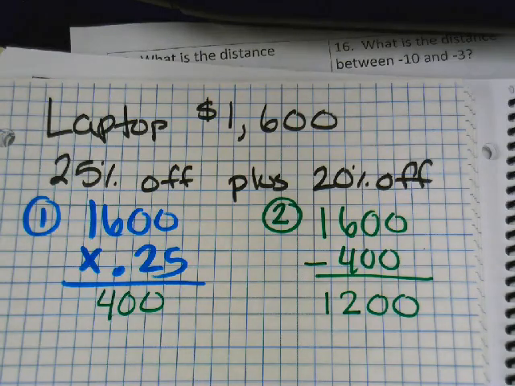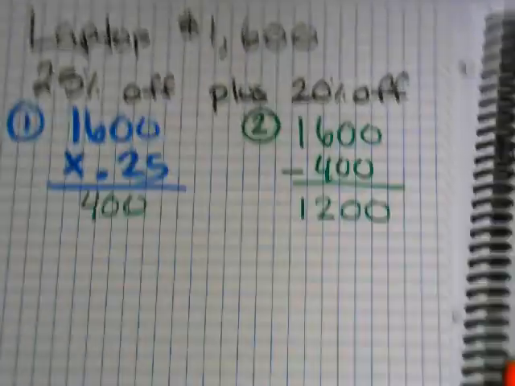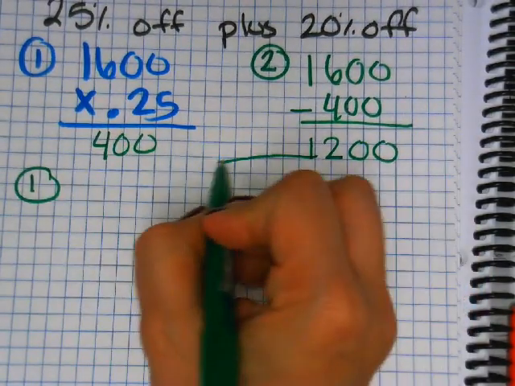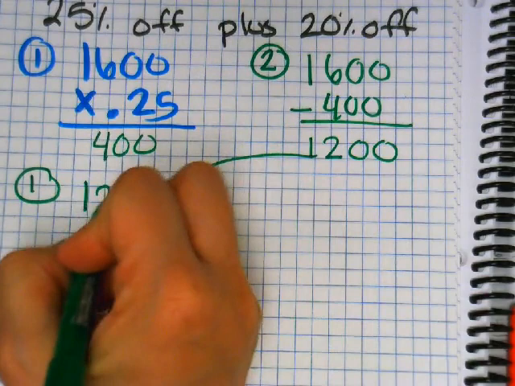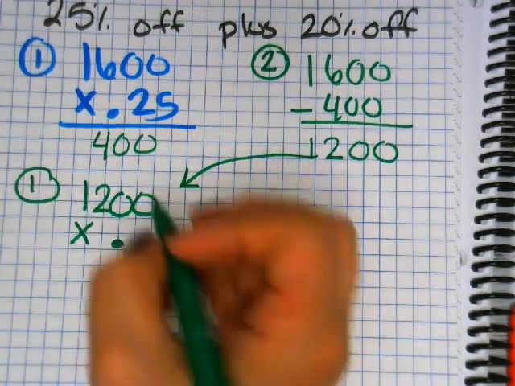What's a laptop? Some laptops are very expensive. But we have 20% off. So are we paying $1,200? No, we're still not done. Now we get to repeat step one, but this time with our new price of 1,200 times point what? 0.2.